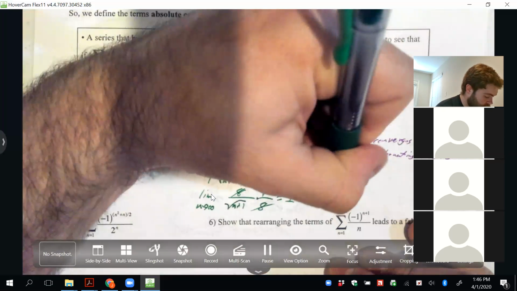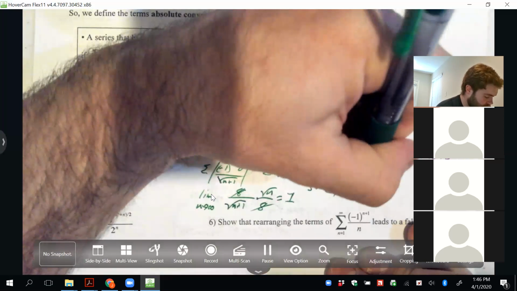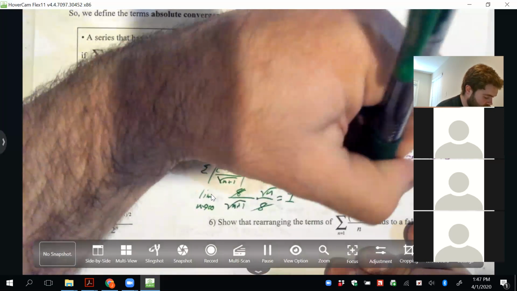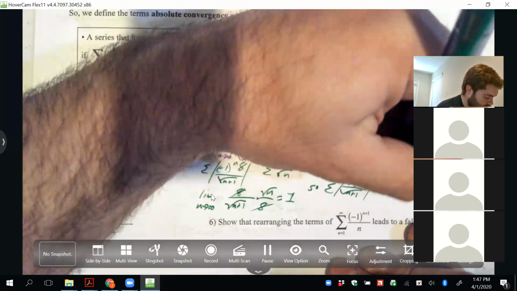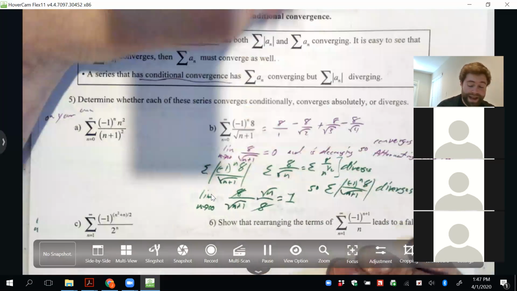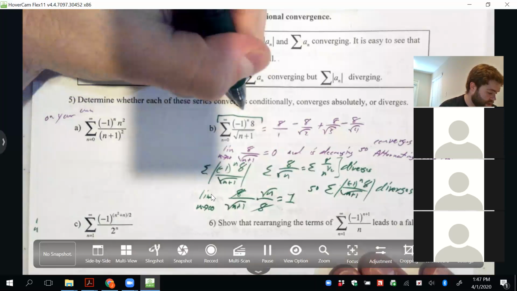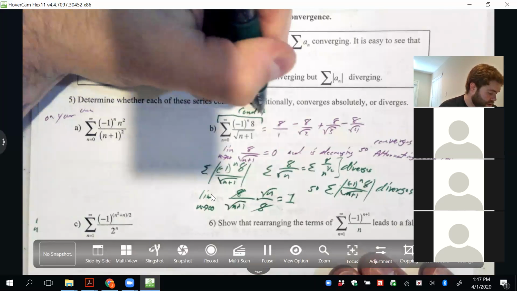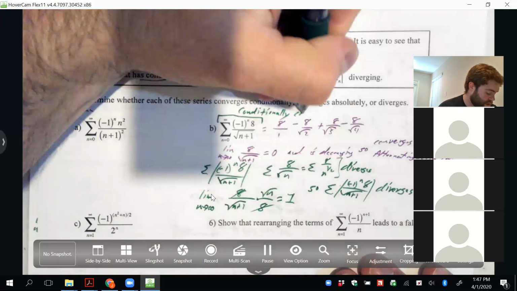So the sum of the absolute value of -1 to the n times 8 over square root of n plus 1 diverges, meaning the one we are asked about is only conditionally convergent.